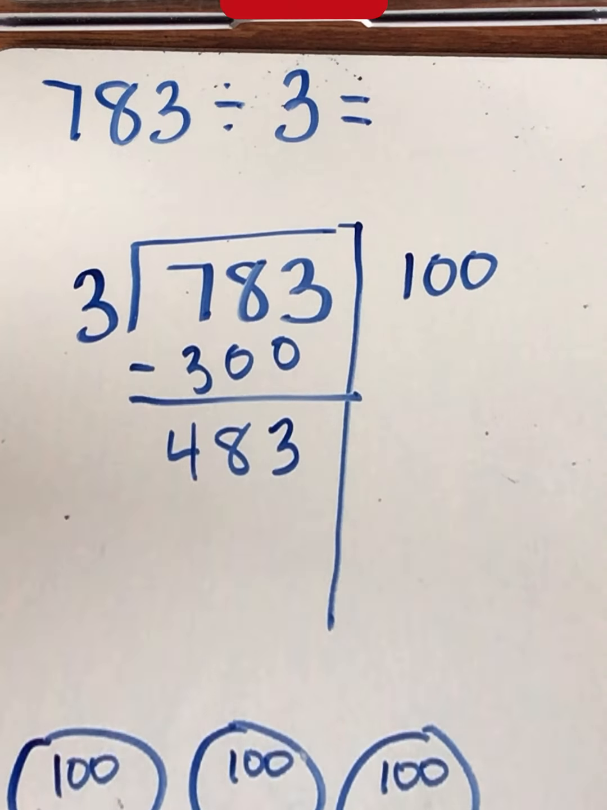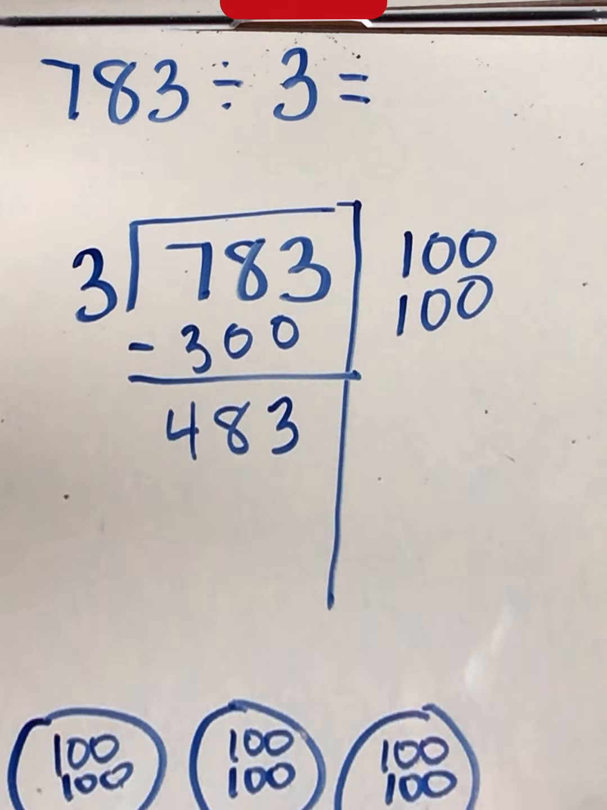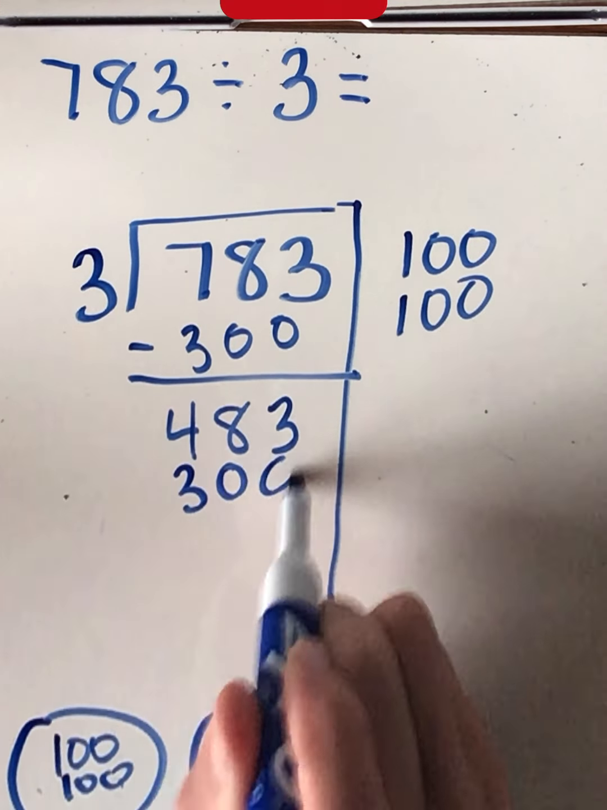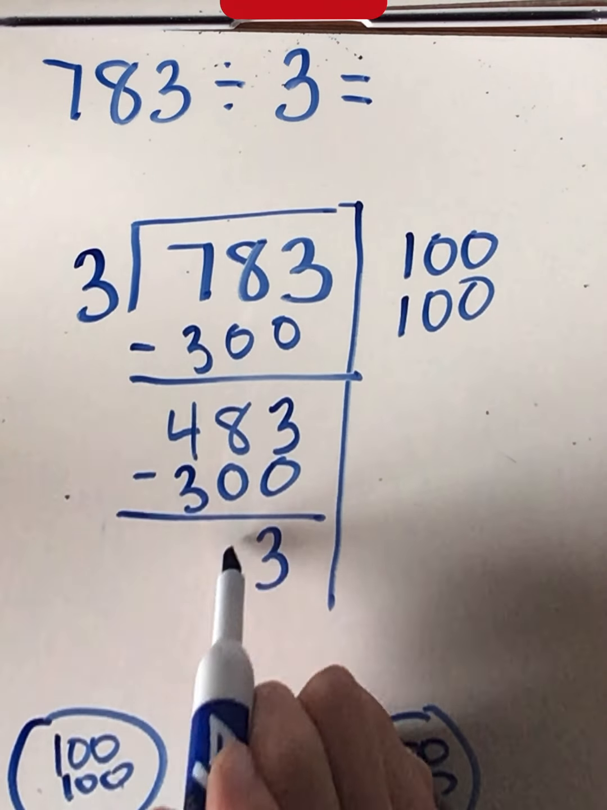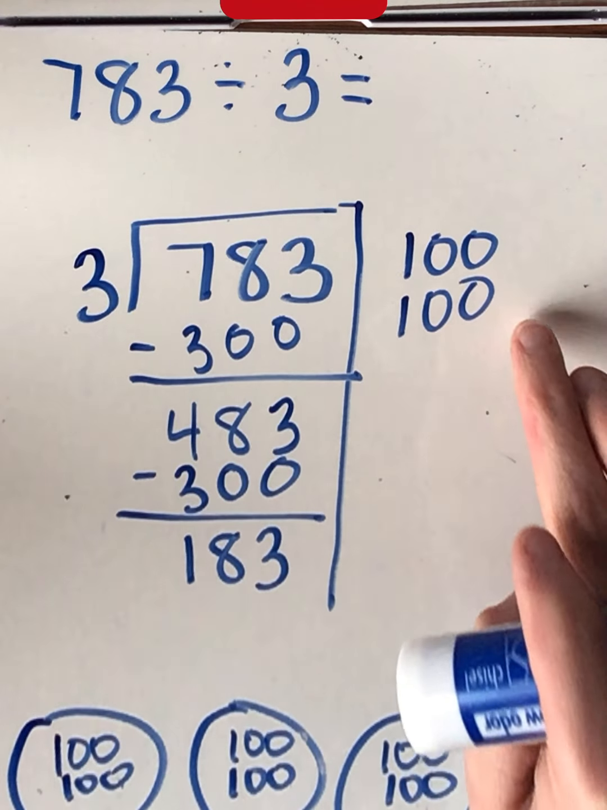Oh, that's bigger than 300, so I might as well give 100 again. So I'm going to give each group 100 more. We already know that that's 300. So now I have to subtract that 300. Now, here's what I'm encouraging them to do. And some of them have the number sense to do this and others don't, and that's okay. It's okay to do 100 and 100.